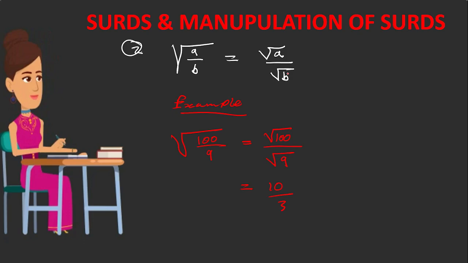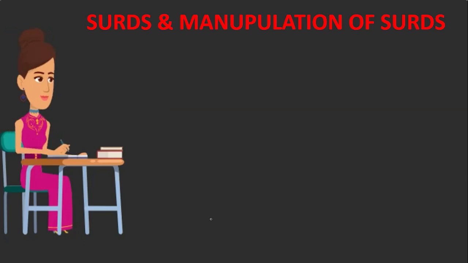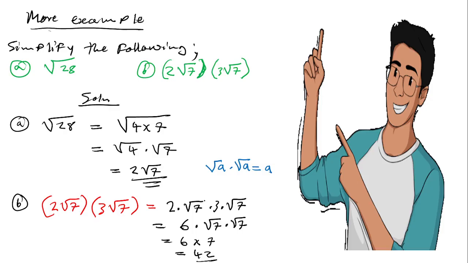What is 6 times 7? Can someone try? 42. Correct. So the answer for this question is simply 42. So this is how easily you can work out surds. Any more questions before I give more examples?